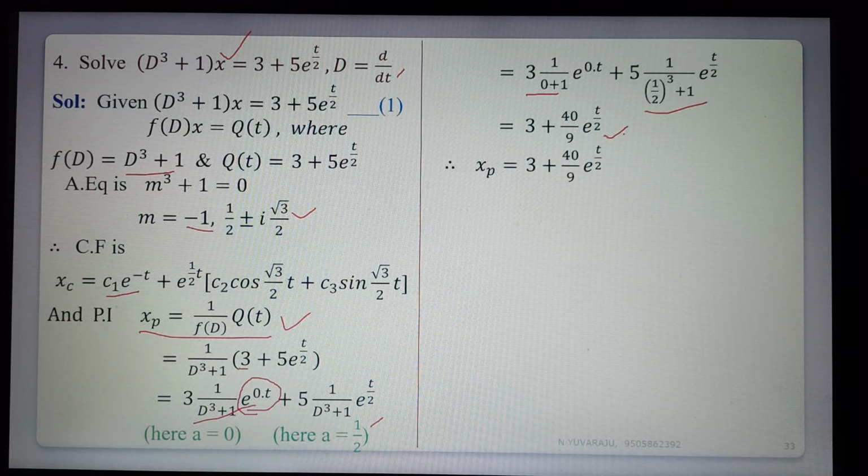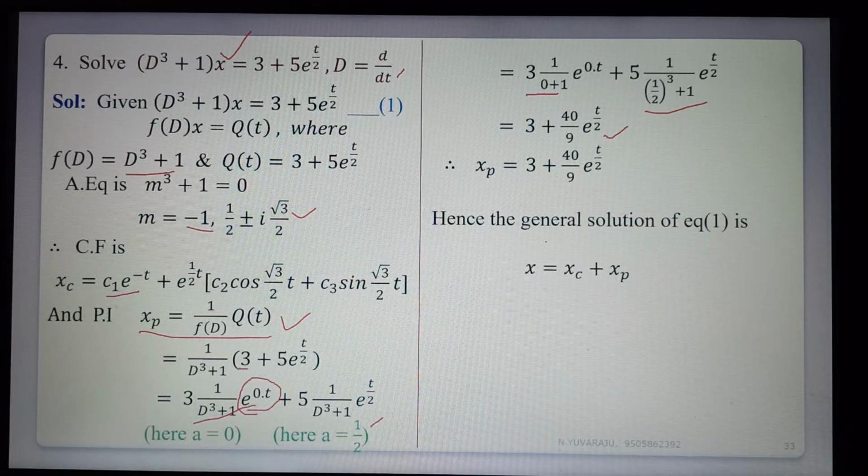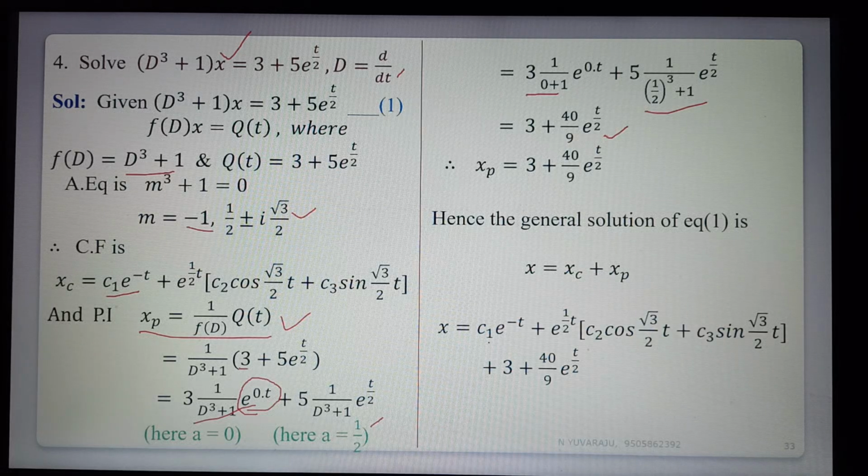Therefore the general solution is x is equal to xc plus xp, that is c1 e power minus t plus e power t by 2 into c2 cos root 3 by 2 t plus c3 sin root 3 by 2 t, plus 3 plus 40 by 9 into e power t by 2. This is the solution.